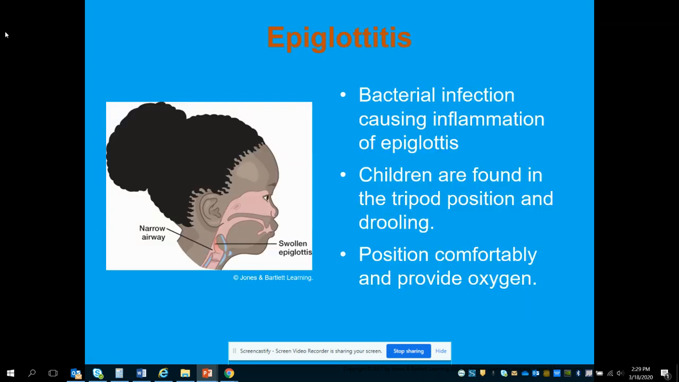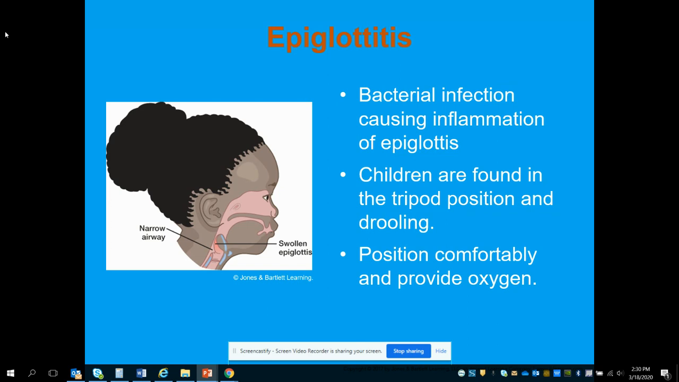Looking at epiglottitis, this is a little bit different because it's a bacterial infection that causes inflammation of the epiglottis itself. And so you can see in the picture how the epiglottis is actually swollen, that leaf-like structure that's covering the trachea. These children are generally found in the tripod position and have excess drooling, and the key word here is drooling. That's what's going to set this apart. A patient might have had a fever, they might have a sore throat, but the drooling is what's going to make the difference between croup and epiglottitis.